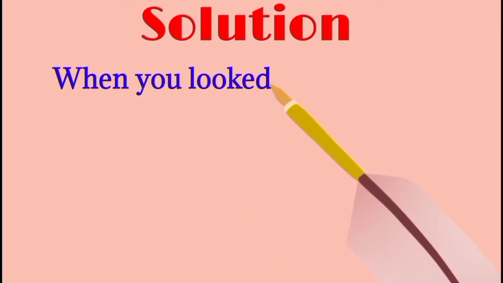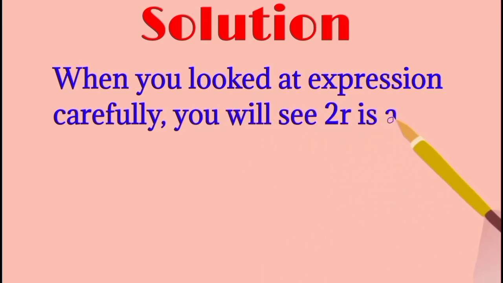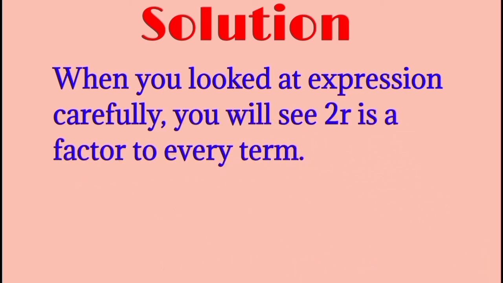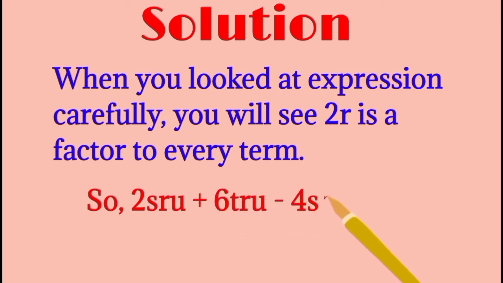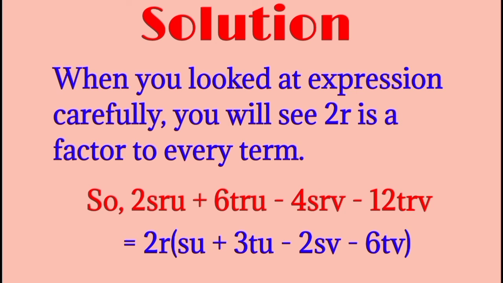So the first thing is you check if there is a common factor to all of them. If there is a common factor, you bring out that common factor first before you proceed. So let's quickly take a look at the expression again. If you take a look at the expression carefully, you will notice that there is a common factor of 2r. It's common to all the terms in the expression. So that gives us 2sru plus 6tru minus 4srv minus 12trv to be equal to what? 2r. Now we are left in the bracket, su plus 3tu minus 2sv minus 6tv.